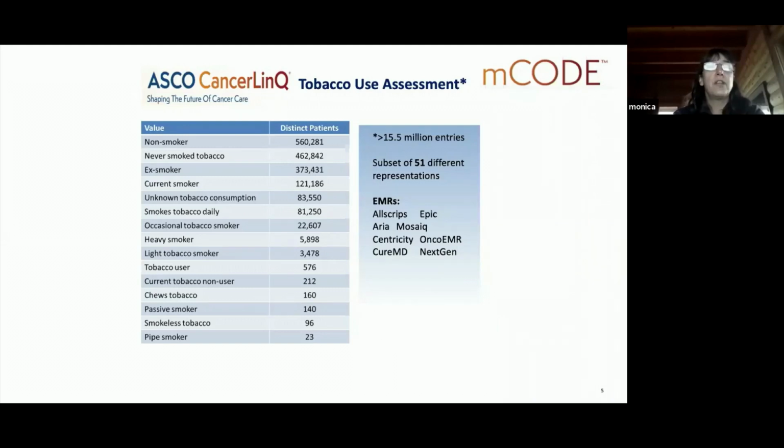And if it's this hard for a question like smoking, just imagine how much more challenging it is for questions such as, is the patient responding to a treatment or not?